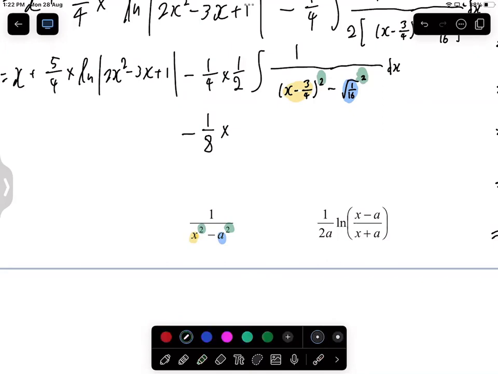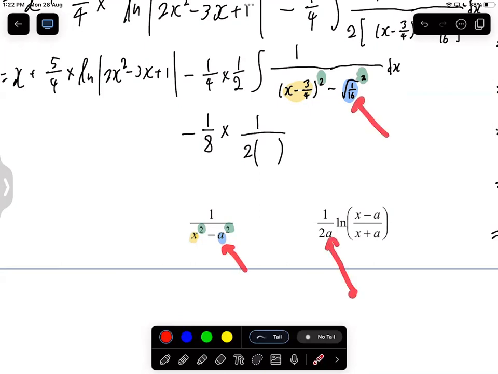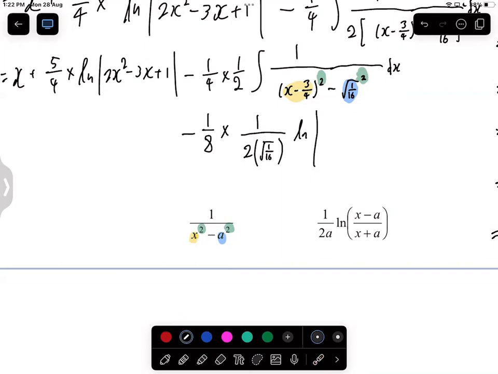So that means that this is actually what? If you follow the formula, 1 over 2 times a. What's my a? Root 16. I mean, root 1 over 16. Yeah, square root 1 over 16. Good. And then you multiply by ln of this one. I'll just put a modulus sign. Something minus a, something plus a. So the minus a is actually square root 1 over 16. The plus a is actually square root 1 over 16.